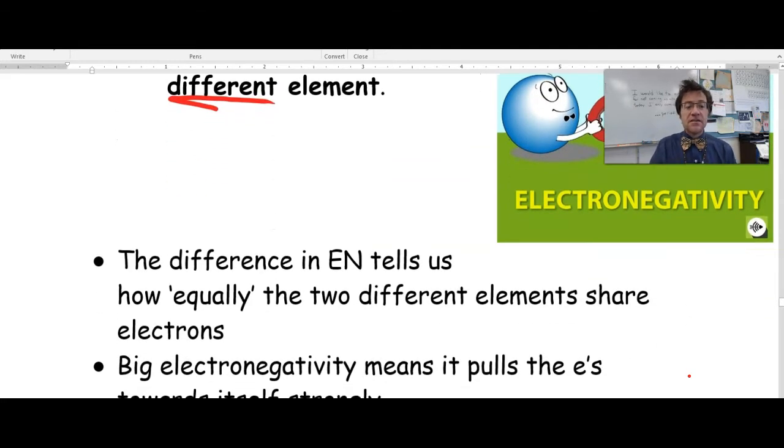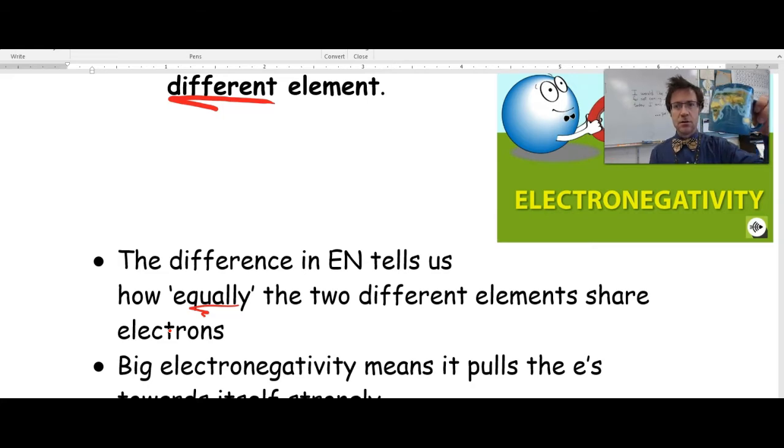All right, so listen. This difference in electronegativity is going to tell us how equally, or how not equally, to be honest, elements share electrons when they bond. When two atoms come together and a chemical reaction happens, it's almost always because electrons are being shuffled around, right? Well, how do we know who's going to take electrons? How do we know who's going to lose electrons? Will it even happen? Because it doesn't happen every single time.